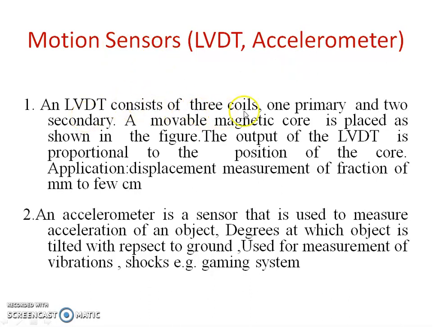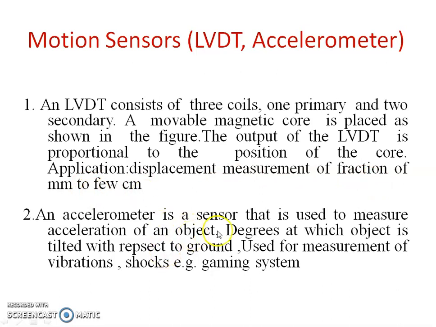Now, motion sensor. An LVDT consists of 3 coils, one primary and 2 secondary. A movable magnetic core is placed as shown in the figure. I have already shared one lecture, or in the PPT you can see the figure. The output of LVDT is proportional to the position of the core. Application: displacement measurement of fractions from mm to centimeter.